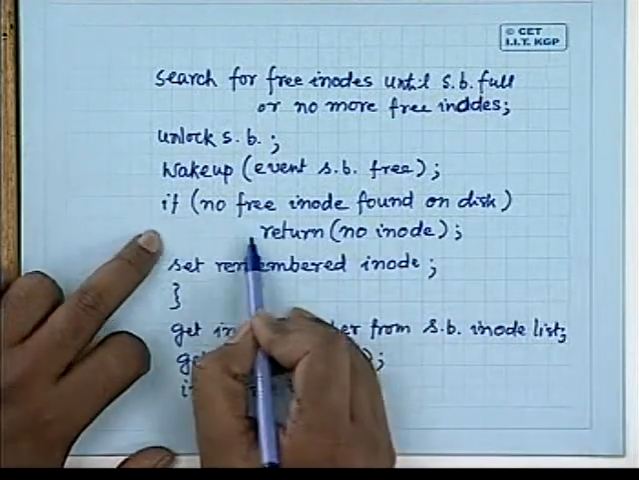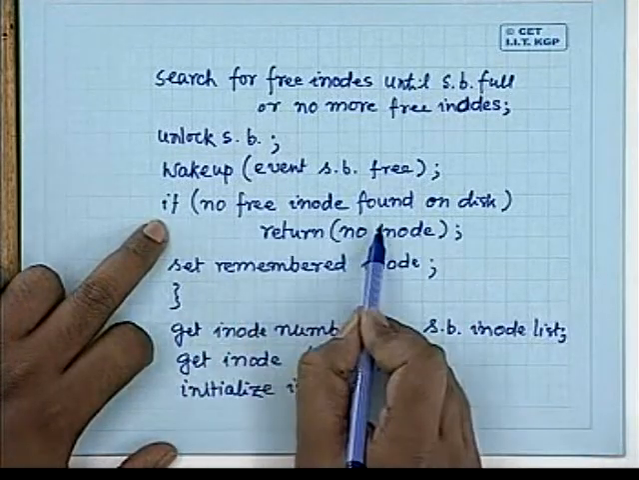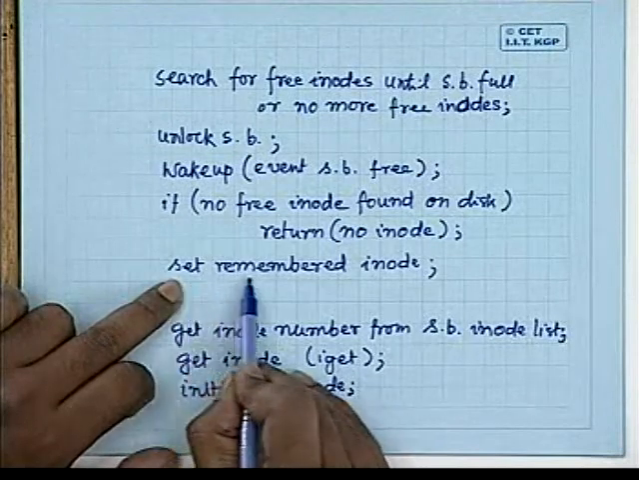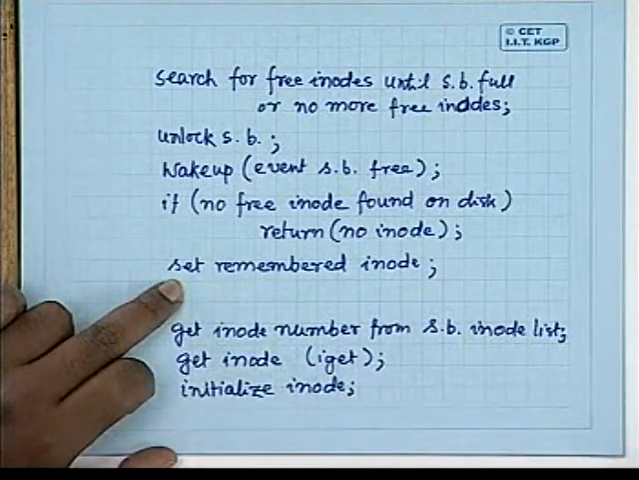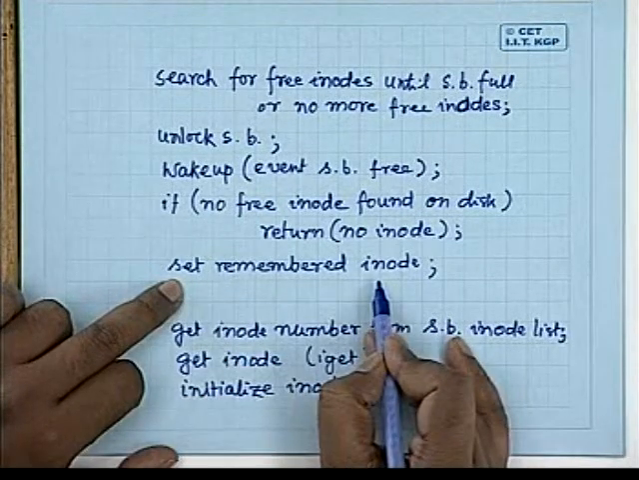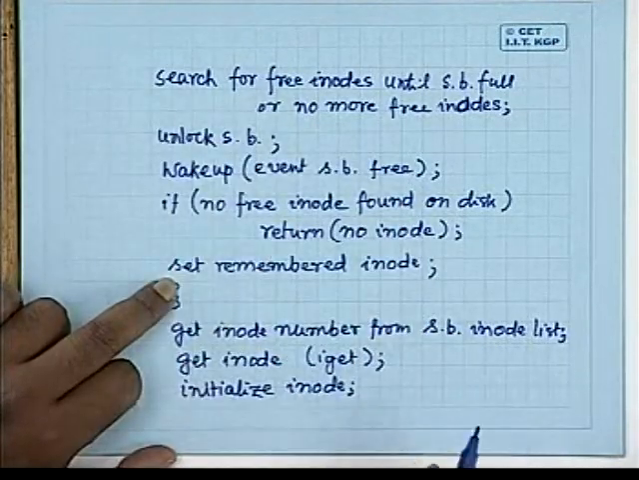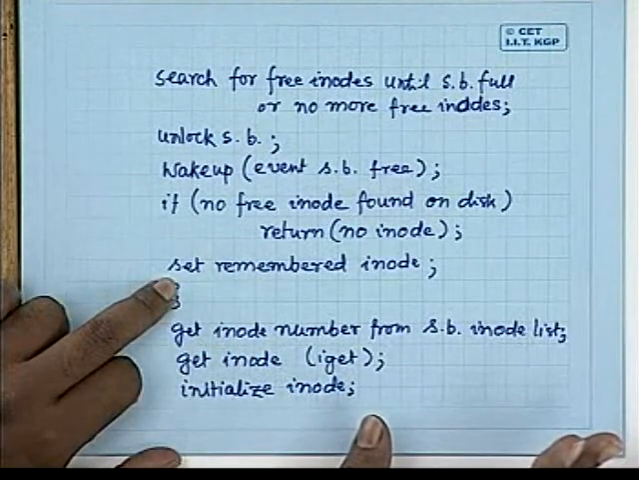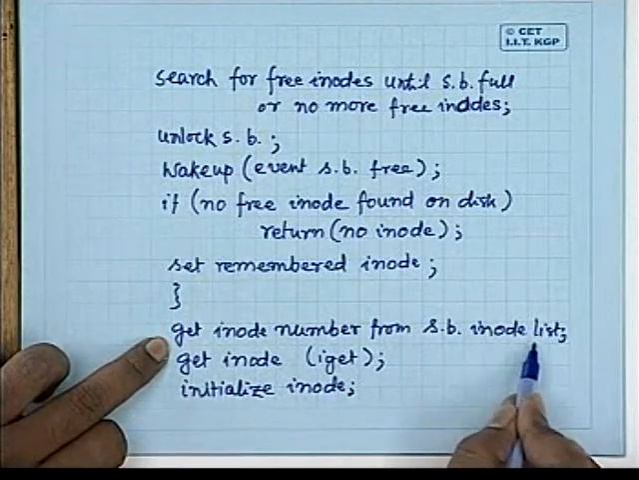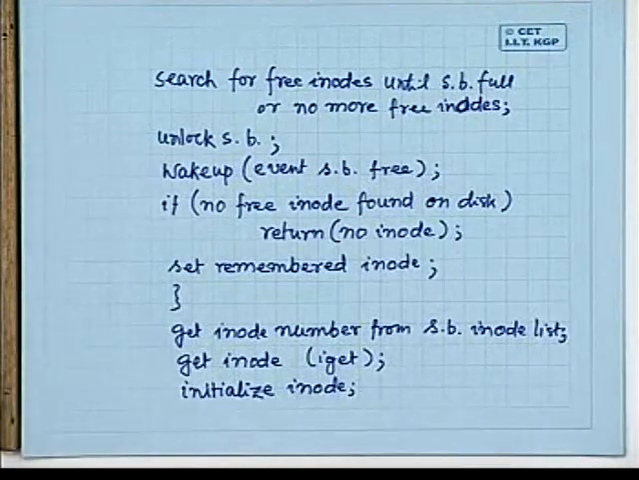Otherwise, if we get one or more unallocated inodes on the disk, then to facilitate the following search operation for free inode numbers, we have to set the remembered inode. So set the remembered inode, and by this time the superblock free inode list has got a number of unallocated inode numbers. The following thing will continue: you get the inode number from the superblock free inode list, and the rest of the things will be similar to the case where I get a free inode on the superblock free inode list.